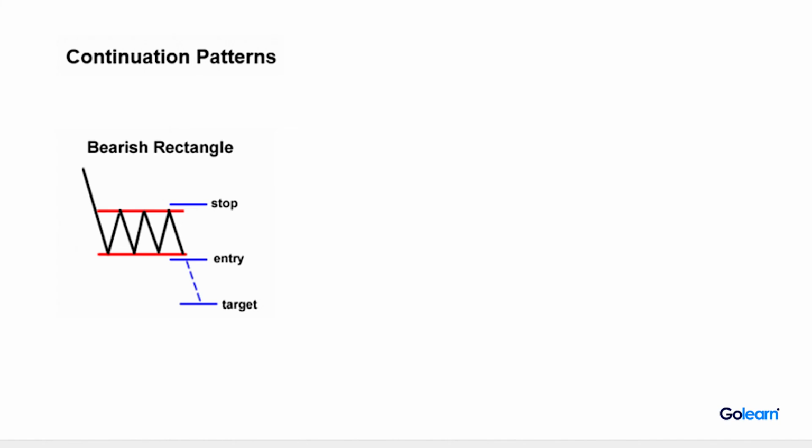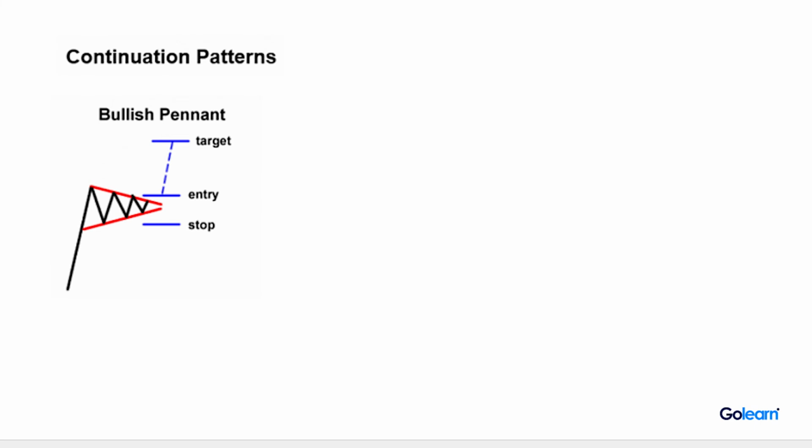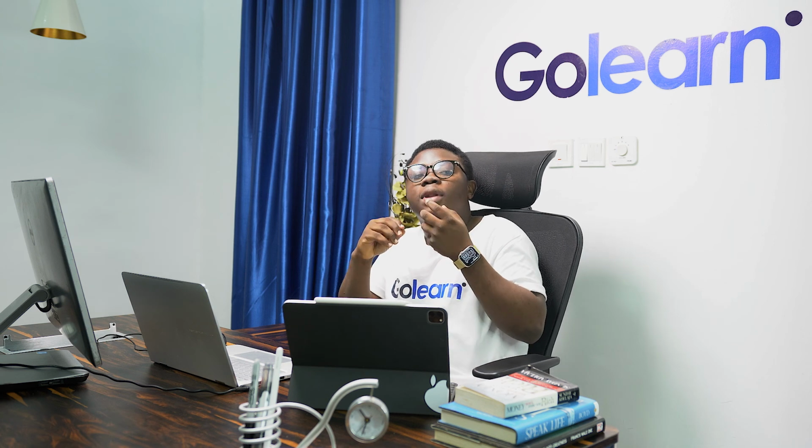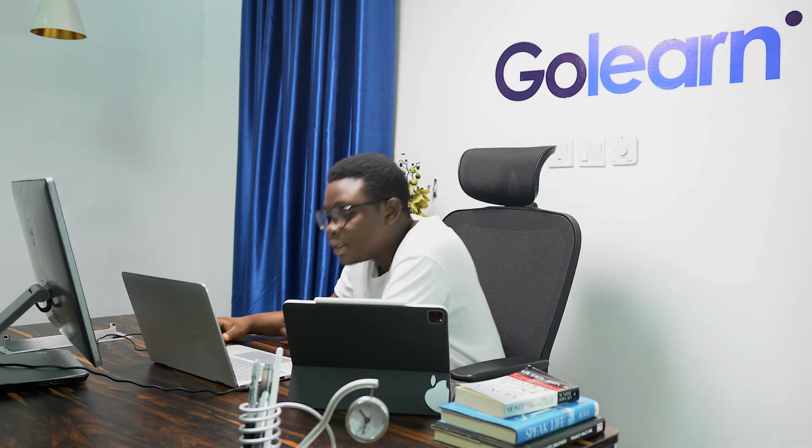Then you have the bearish rectangle, which is just the opposite of the bullish rectangle. Same procedures, consolidations, targets. Now we have the bullish pennants. They all have the same. Once you're able to draw your trend line, for you to understand if it's bullish or bearish, once you have your trend line stating that, then you just have to enter the trade.